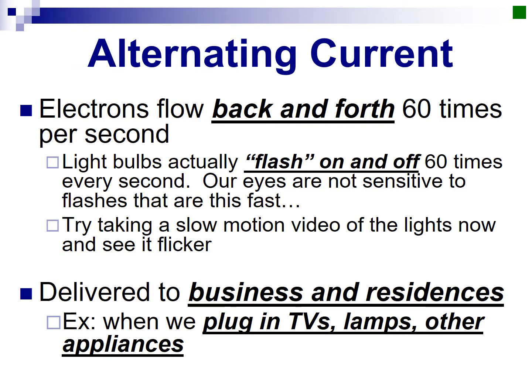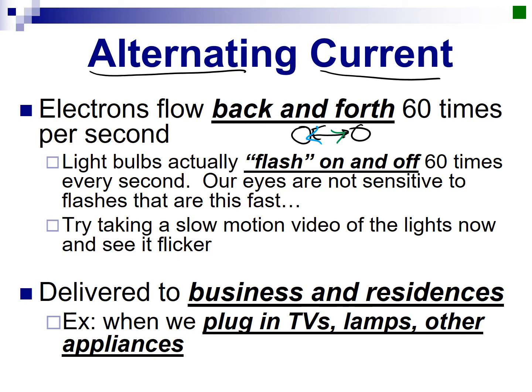Okay, so what is alternating current? Alternating current, what does it do? It alternates the current, meaning it alternates where those electrons are moving, because the current is the electrons. So what happens with alternating current is the electrons flow back and forth 60 times per second. So you'll have an electron and it'll go this way, and then it'll go back this way, and it does that 60 times in 1 second.